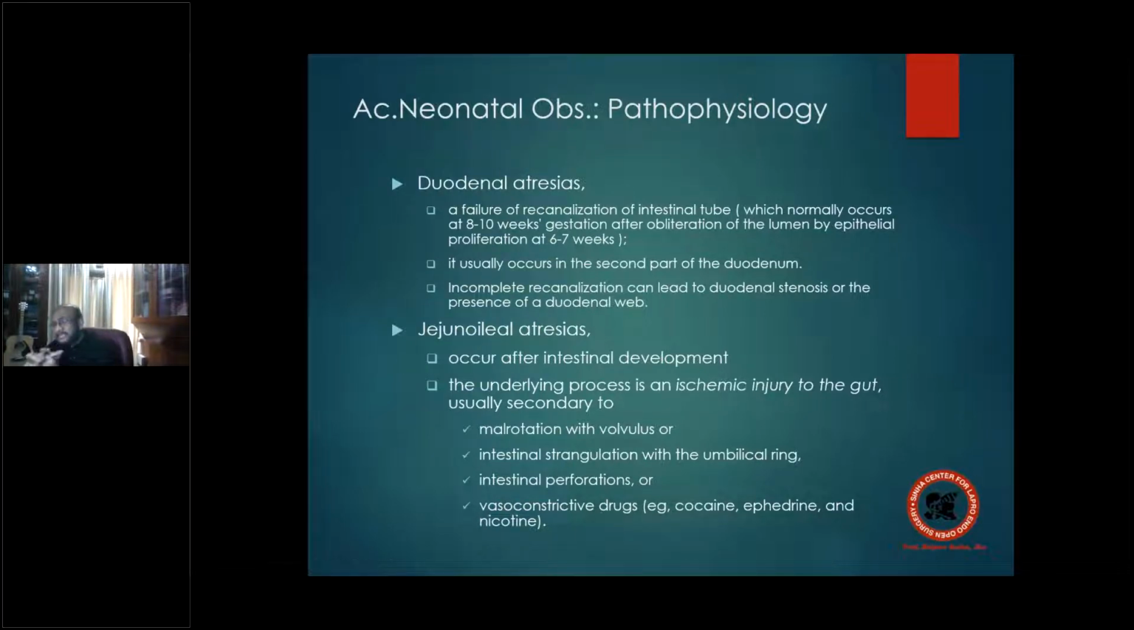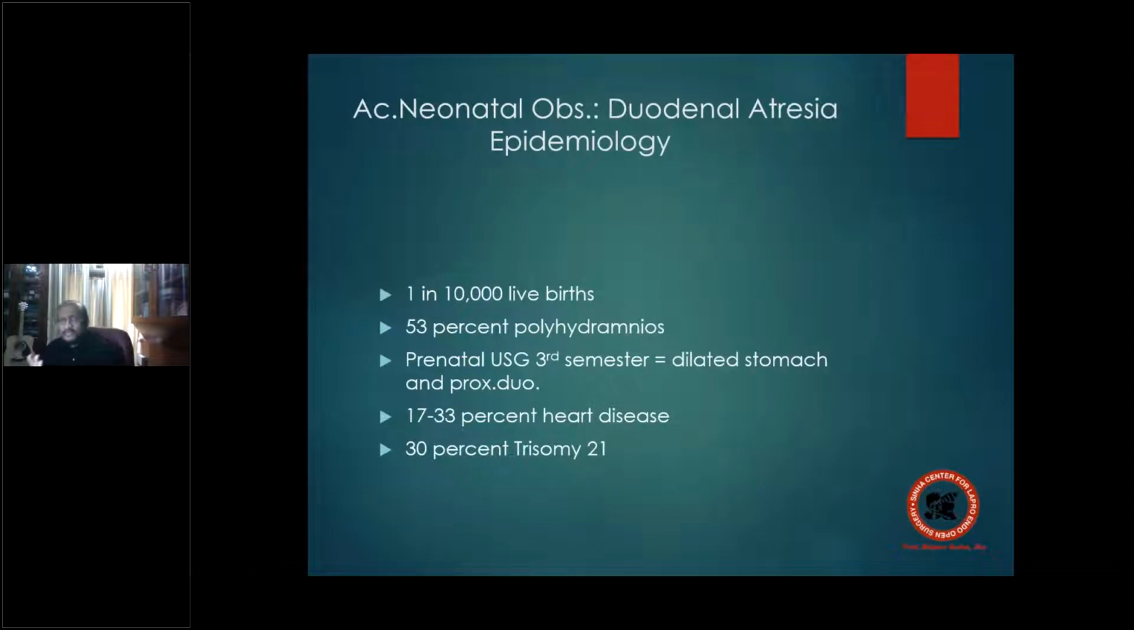So what we are looking at is one distinct condition, which is really an embryological maldevelopment. The other is an insult in the fetus, that means an intrauterine fetal insult. Is that clear? So jejunal atresia is an ischemic injury. Duodenal atresia is a developmental anomaly. That should be absolutely clear.